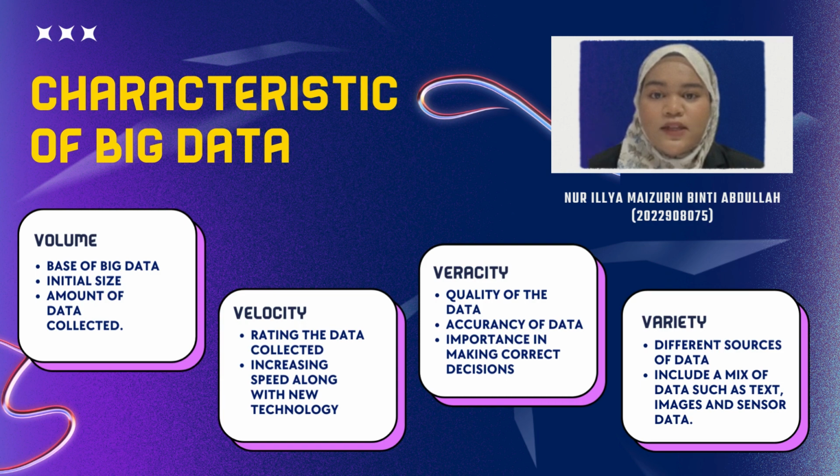These attributes distinguish big data from the traditional data set and highlight its uniqueness. The first one is volume. Big data involves a massive amount of information. This can range from terabytes to petabytes and beyond. The sheer volume of data is often one of the defining features of big data, requiring specialized processing and storage solutions. Next is velocity.